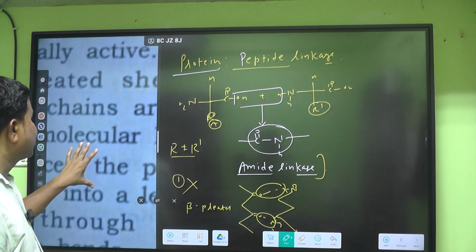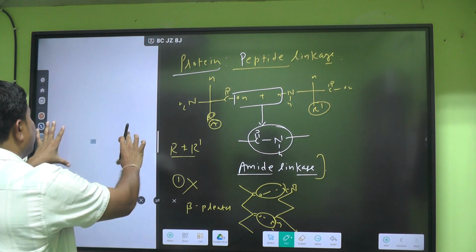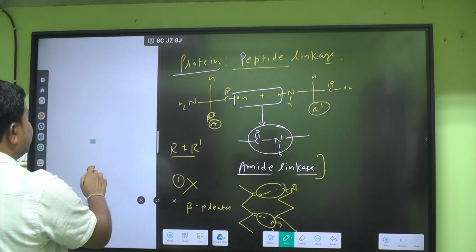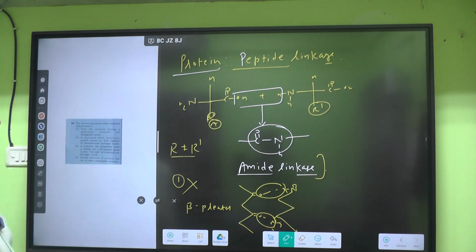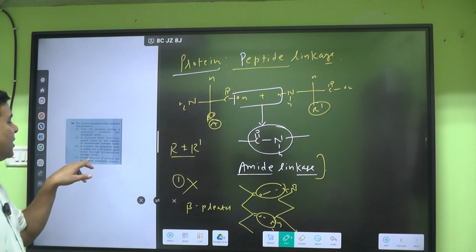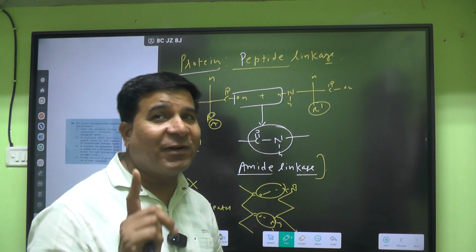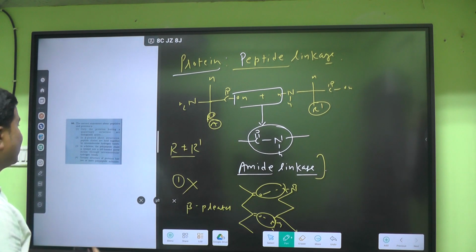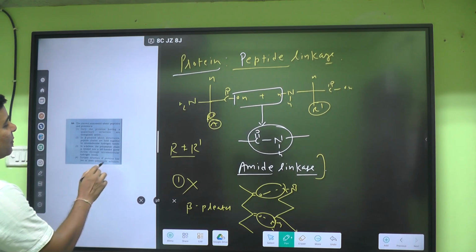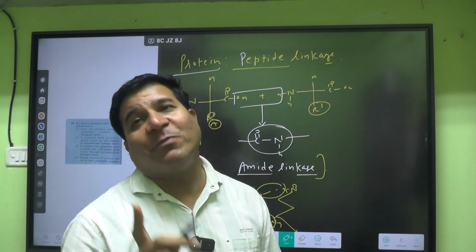Tertiary structure of protein has, remember here, two or more polypeptide chains. Not so. In tertiary structure, only one polypeptide chain is present, not two or more. That's why it is wrong here. Tertiary structure of protein does not have two or more polypeptide chains; only one polypeptide chain is present. That's why the fourth option is also wrong.